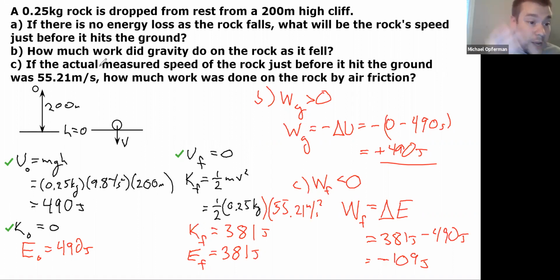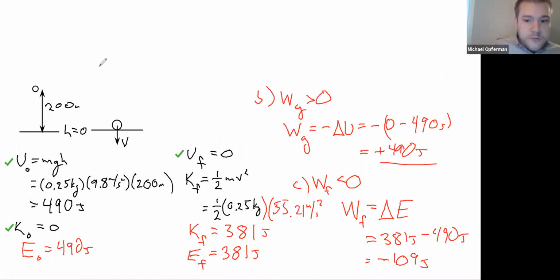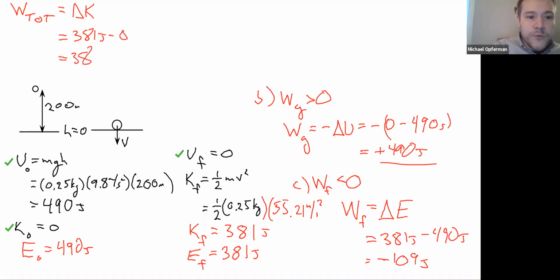Okay, that would be one way to do it. Let me show you another way to do it. Let me delete this text up at the top so I make a little bit of room for myself. Let me show you another way you could do part C. You could use the work-energy theorem. The work-energy theorem says that the total work done by all sources has to be equal to the change in kinetic energy. In this problem, the change in kinetic energy is 381 minus 0. So the total work done by all effects acting on the system has to be equal to 381 joules.